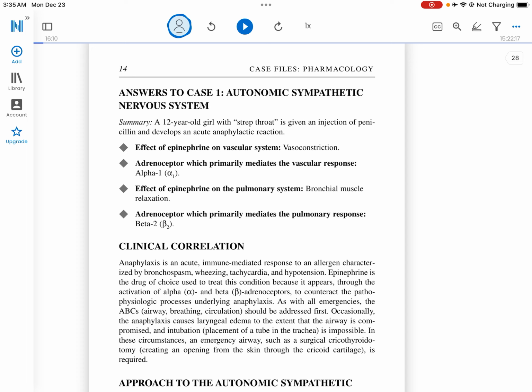Epinephrine is the drug of choice used to treat this condition because it acts through the activation of alpha and beta adrenoreceptors to counteract the pathophysiological process underlying anaphylaxis. As with all emergencies, the ABC, airway, breathing, circulation, should be addressed first. Occasionally, anaphylaxis causes laryngeal edema to the extent that the airway is compromised and intubation, placement of a tube in the trachea, is impossible. In this circumstance, an emergency airway such as a surgical cricothyroidotomy, creating an opening from the skin through the cricoid cartilage, is required.